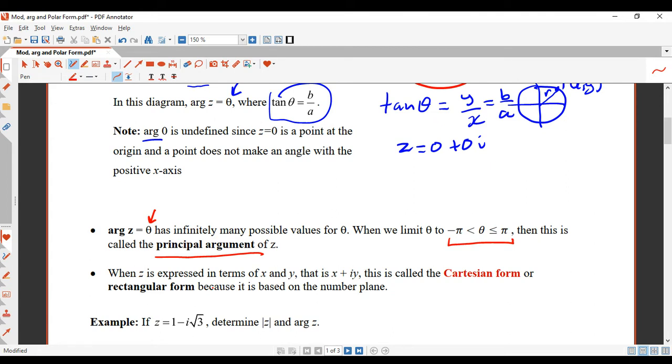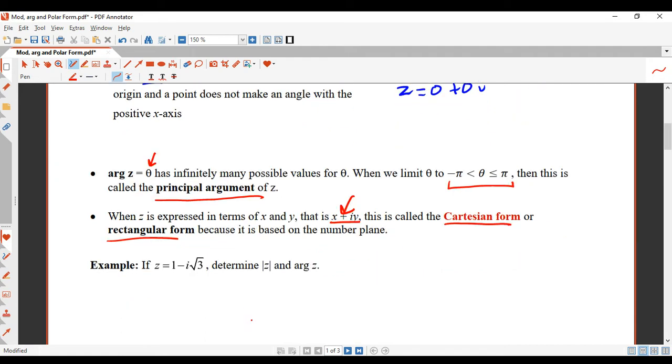Now, just one other point to make is when z is expressed in terms of x and y, so for example, x plus iy here, we call that Cartesian form, or rectangular form, because it's based on the number plane. So just be aware of that. If there's a question saying put it into Cartesian form or put it into rectangular form, this is what they mean. All right, so let's have a look at the first example.